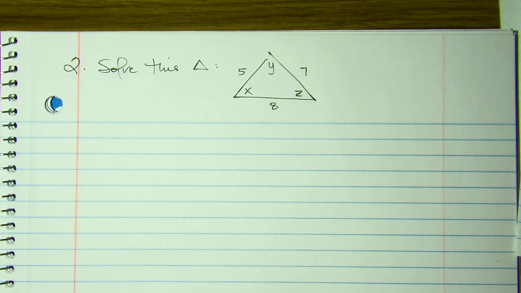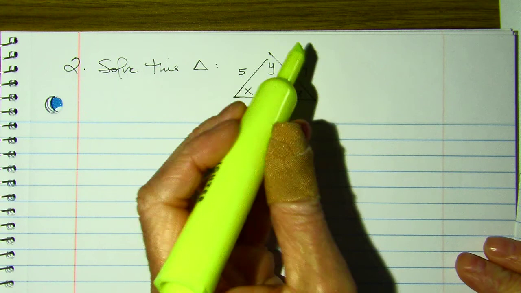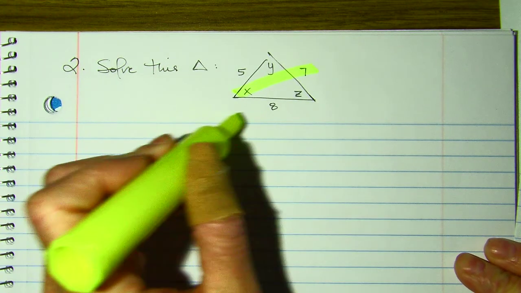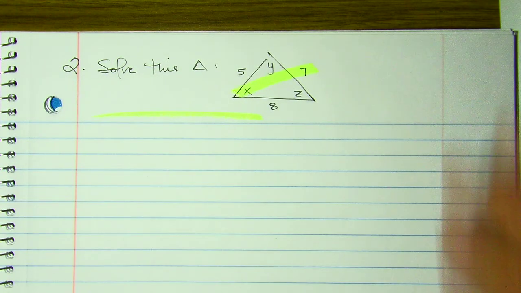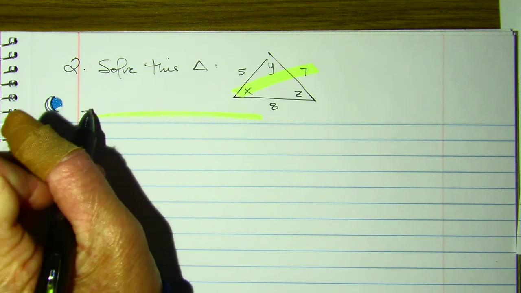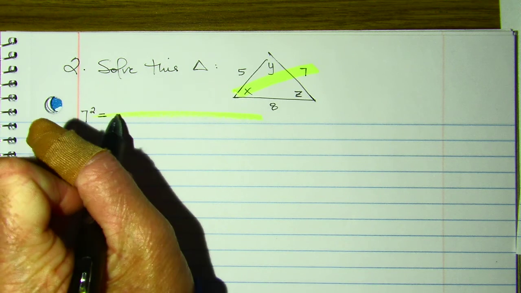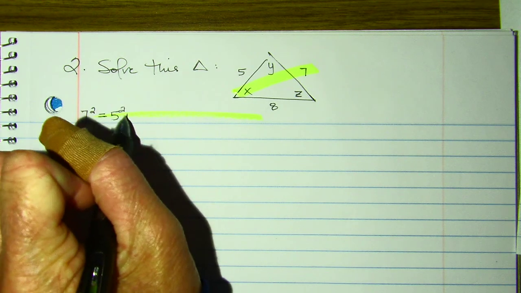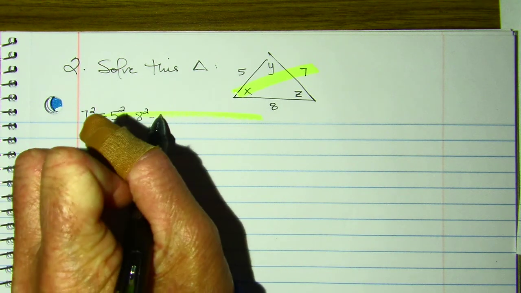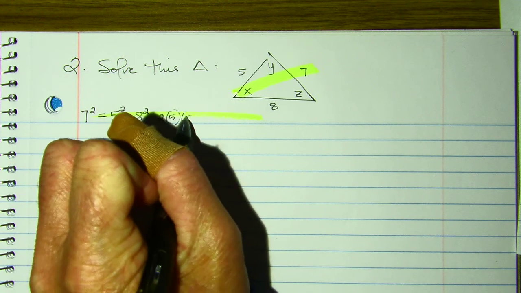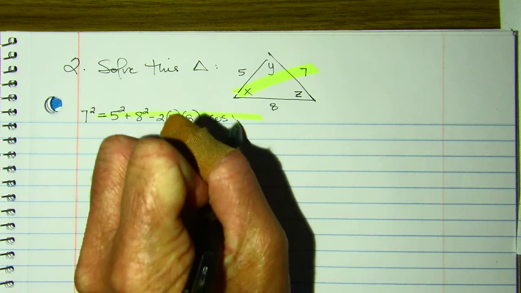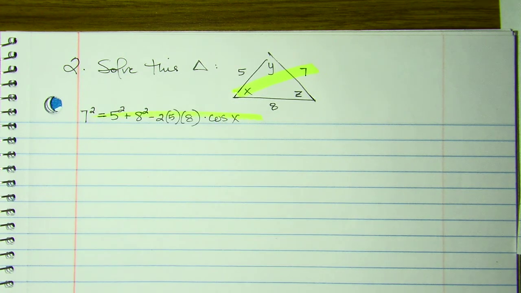And for this one, it doesn't matter where you start. I'm going to start with x. All right, so 7 squared will be equal to the other two sides squared, so 5 squared plus 8 squared, minus 2 times 5 times 8 times the cosine of x. So there's our law of cosines.